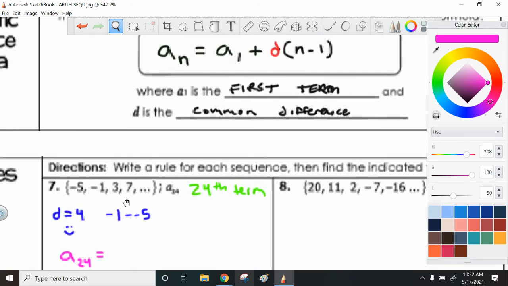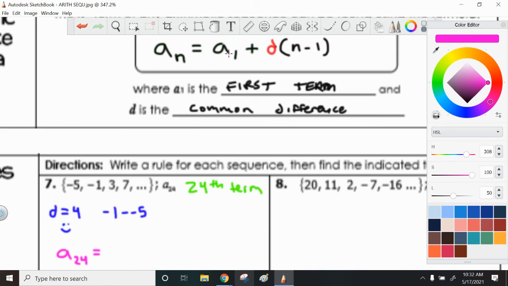Let me zoom up just a bit so you can see. Here we go. A1, which is going to be the first term in the sequence, which is -5, plus the difference. We found out that to be 4. And then that is going to be multiplied by n minus 1. Our n is 24 for this question, so it's going to be 24 minus 1. Again, simply put, we just need 23 4s added on to the -5.